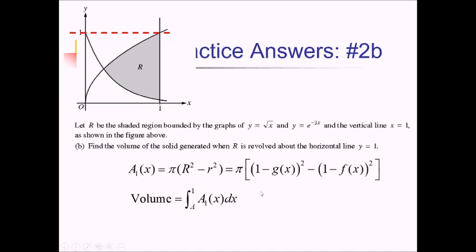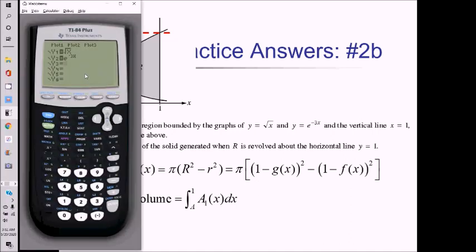So I'm going to do all this on the calculator now. Just to make things a little bit cleaner, I'm going to do all of my work in the y equals. So in y3, that's where I'm going to actually enter the whole formula for this a sub 1 of x. So for that, I need a pi times, and now I have to open a parentheses. I'm going to need a couple parentheses here.